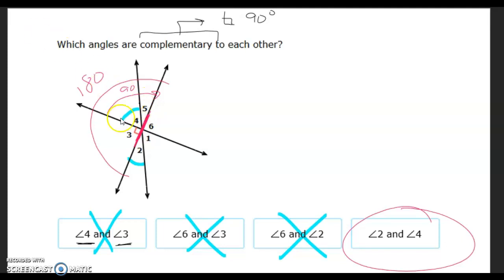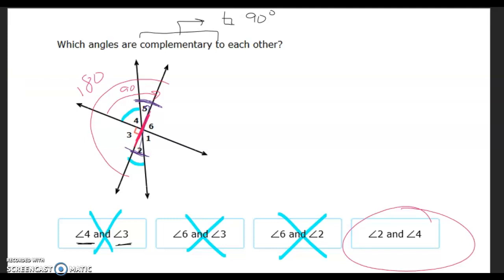But what I do know is that 2, we're going to throw in more vocab, is vertical to angle 5, so they must be the same. So if 2 is the same thing as 5, then 4 and 2 would come together to be 90. Really testing your vocab. You just got to know what you're talking about. So I think memorizing complementary and supplementary and vertical and adjacent is super important.